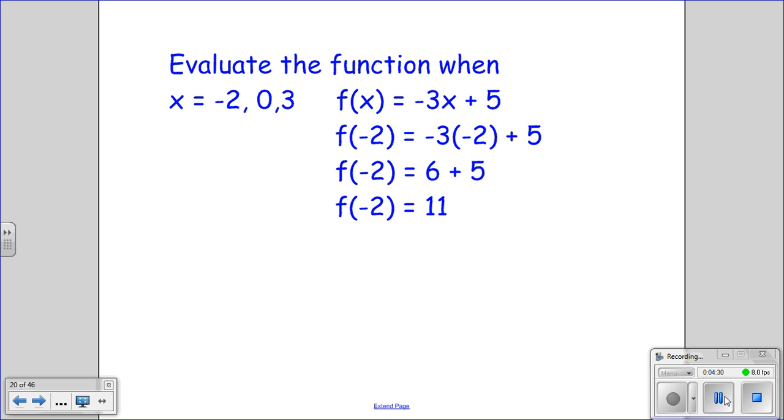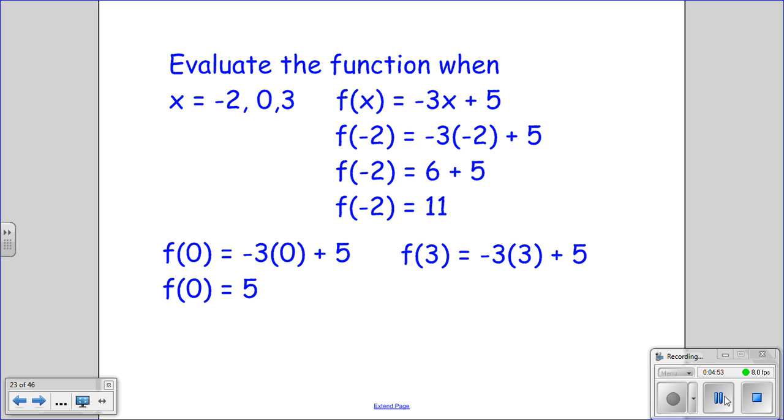Now you're going to substitute 0 in for x. So f of 0 equals negative 3 times 0 plus 5, which we know will simplify on the right-hand side to just 5. So I have f of 0 equals 5. So when I put in 0 for x, I get a 5 out for the value of the function. Now we put in the 3 for x.